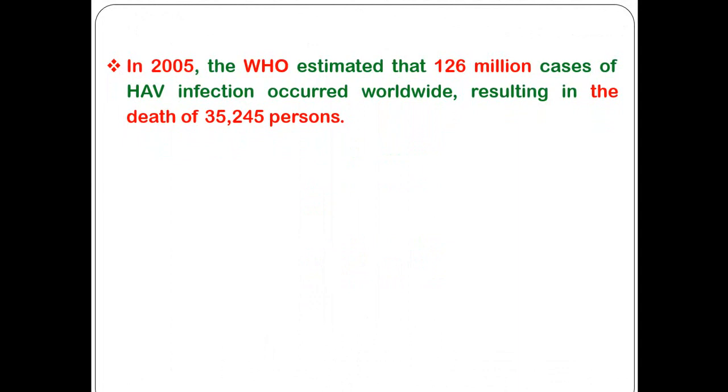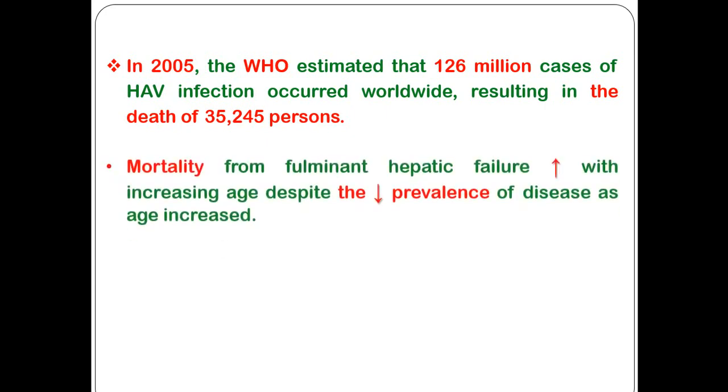So in 2005, the WHO estimated that about 126 million cases of infection occurred worldwide, resulting in the death of about 35,000 persons. And you see the huge number of infection cases and deaths, and you may make a comparison with what happened due to the COVID-19 pandemic nowadays.